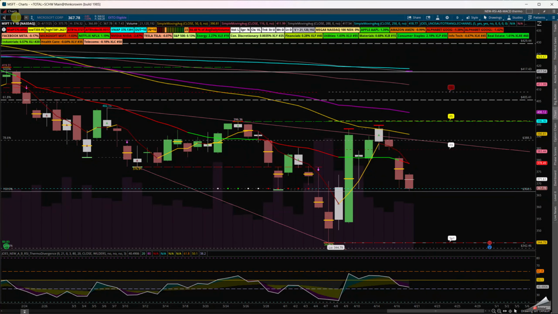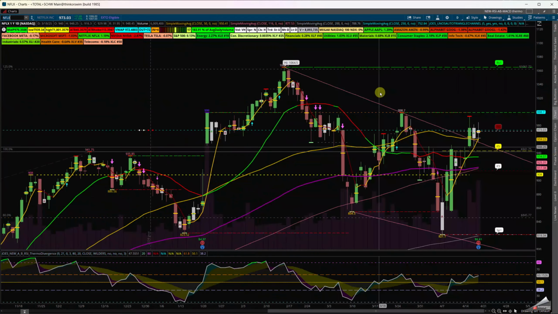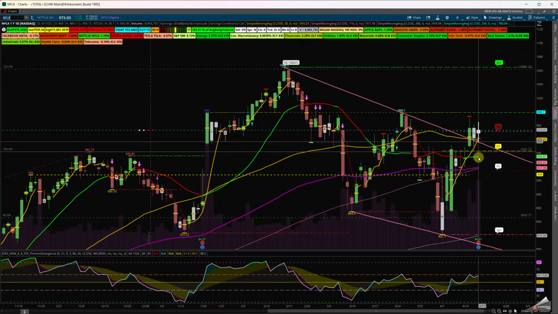Let's look at NFLX after the earnings report. You can see Netflix is in a consolidation. It is above that downtrend channel. It is above the 50 and the 18 SMA.